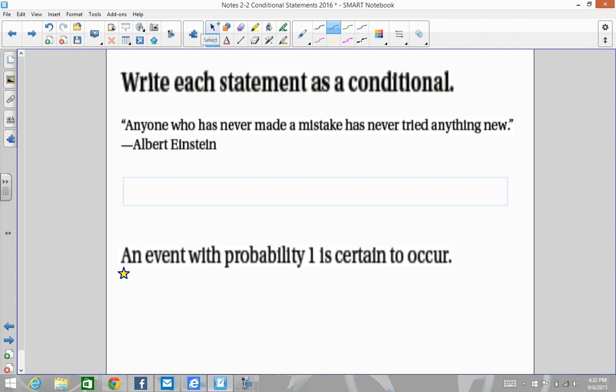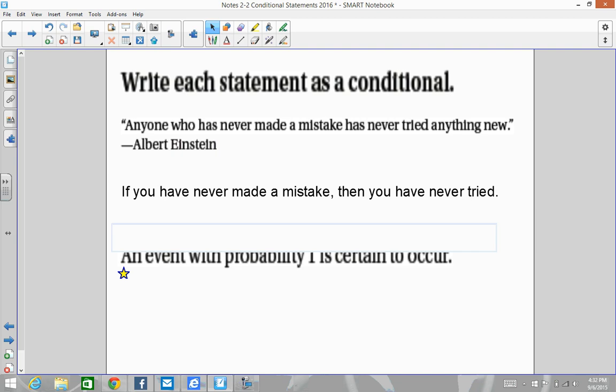Okay, so: anyone who has never made a mistake has never tried anything new, by Albert Einstein. So, if you never make a mistake, then you never tried anything new. So do the one down at the bottom. Remember, look for the hypothesis and conclusion. Look for the verb to help you with that. And then we'll check that one in class.